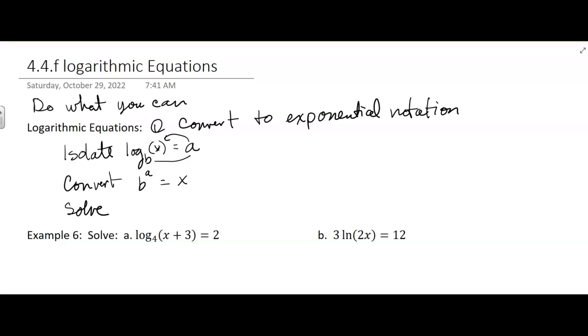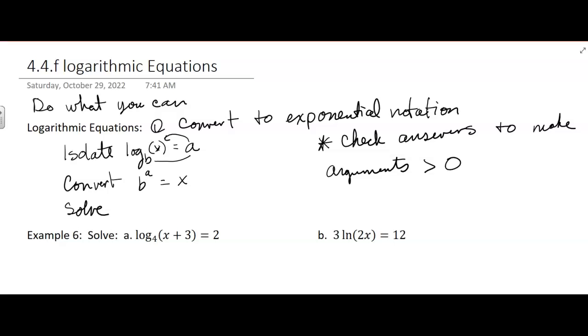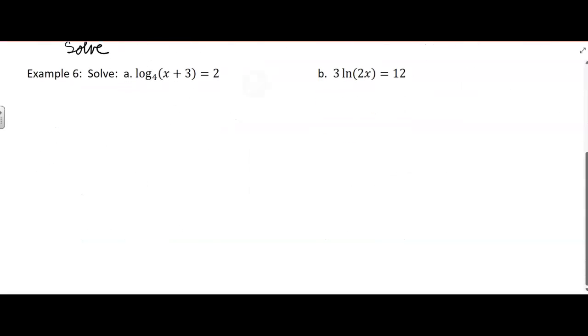Okay, but one thing we have to say when we're solving logarithmic equations, you have to check answers. You always have to check the answers to make sure arguments are greater than 0, okay? So don't forget that. So you're going to get all done and you're going to be happy you have the answer, but you have to check it to make sure that in the original it doesn't make an argument negative or 0.